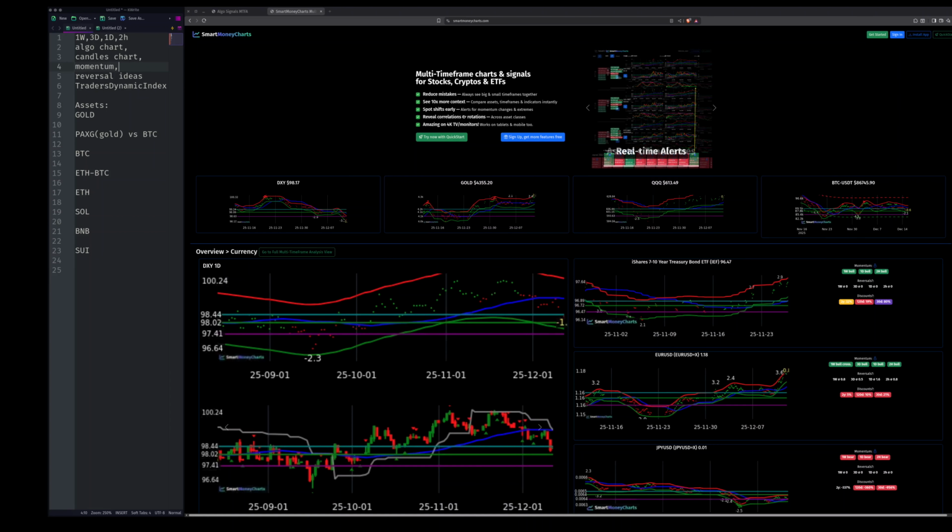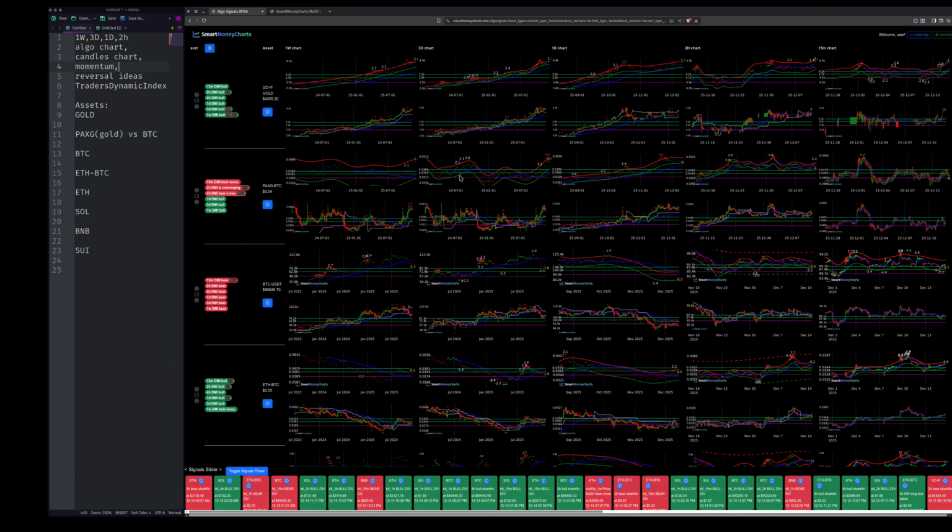Okay, I have it right here. And we're going to look at the algo view, which is this chart right here. And we're going to also look at some reversal ideas and Traders Dynamic Index. Now, this is smartmoneycharts.com. If you haven't gone there, go ahead, take a visit. It's free. It's free to sign up, and you'll be able to get the multi-time frame view with multi-asset view.